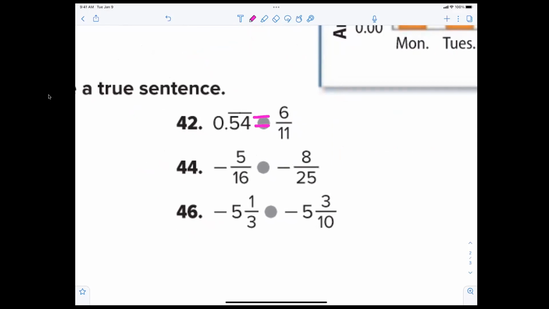We can just get these weird fractions and cross multiply. I want to remind you, Carolyn, 5 times 25. 5 times 20, 5 times 5. 100 plus 25. Yes, so this up here is really negative 125. And now 16 times 8. 10 times 8 is 80. 8 times 6 is 48, plus 80.